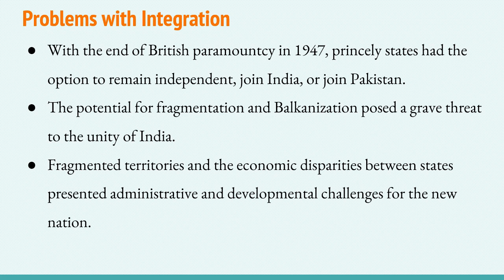The problem with integration started after 1947, when India was given independence. But all the 565 princely states of India were also given independence. According to the Mountbatten Plan, they were given two options: one is to join Pakistan, or India.